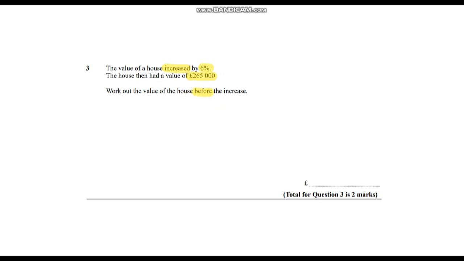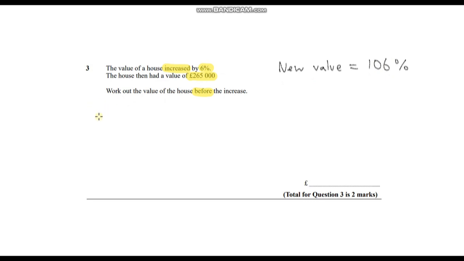So the topic is reverse percentages, because we don't know the original price. That's what we're trying to work out. So the original price has to be 100%. And because the value of the house has increased by 6%, the new value is now 106%. And hopefully you can see where I got this from. We start at the original price of 100% and it's increased by 6%, so it is now worth 106% of the original value.